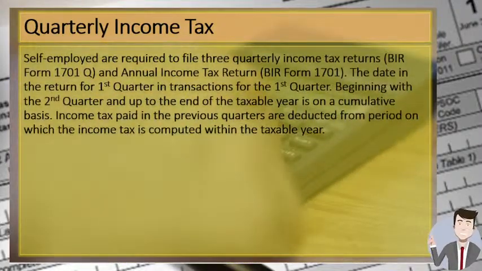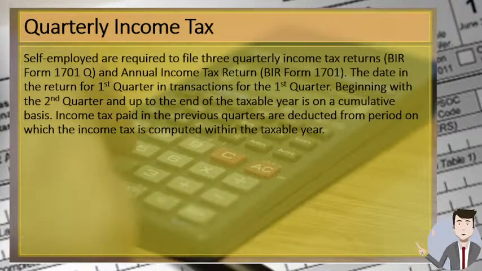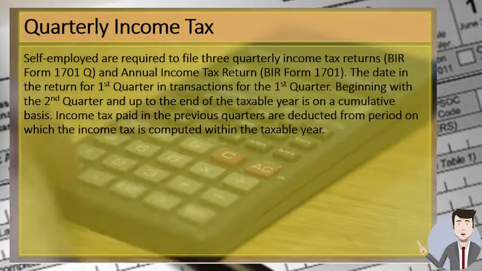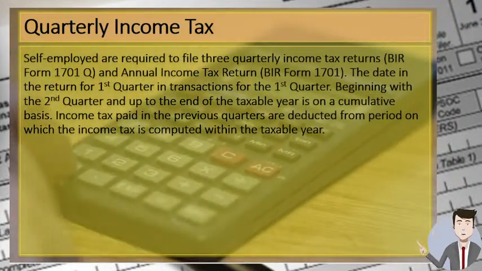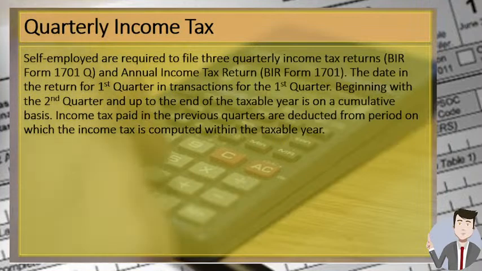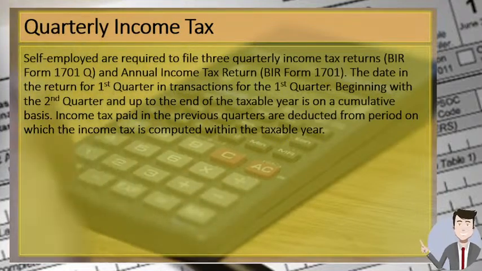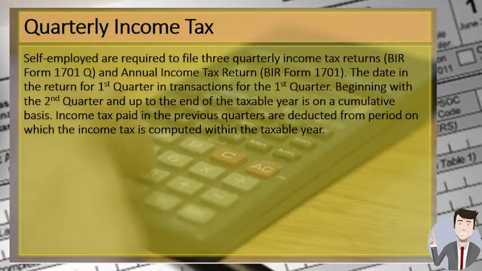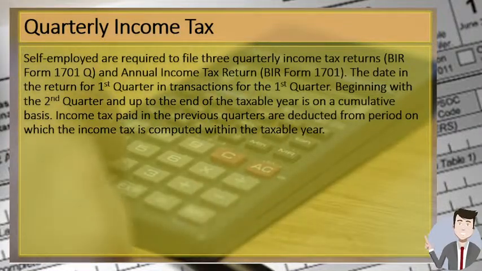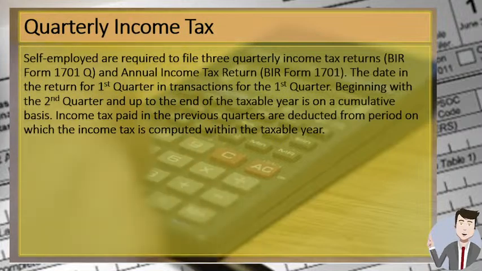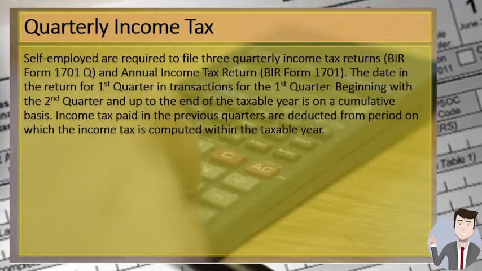Okay, so self-employed individuals are required to file 3 quarterly income tax returns, that is BIR Form 1701Q, and an annual income tax return, BIR Form 1701. The data in the return for the first quarter covers the transactions for the first quarter. And from the beginning of the second quarter up to the end of the taxable quarter is on a cumulative basis.